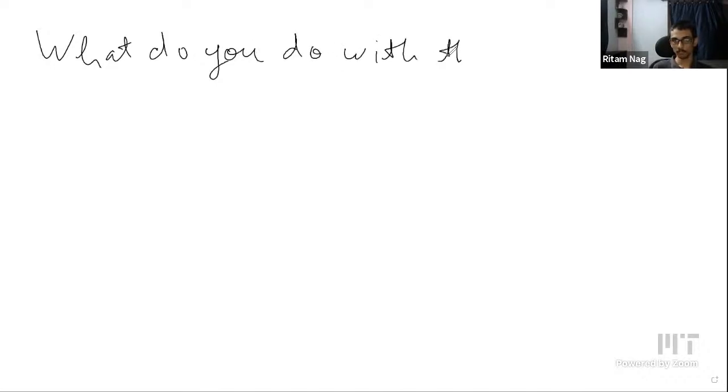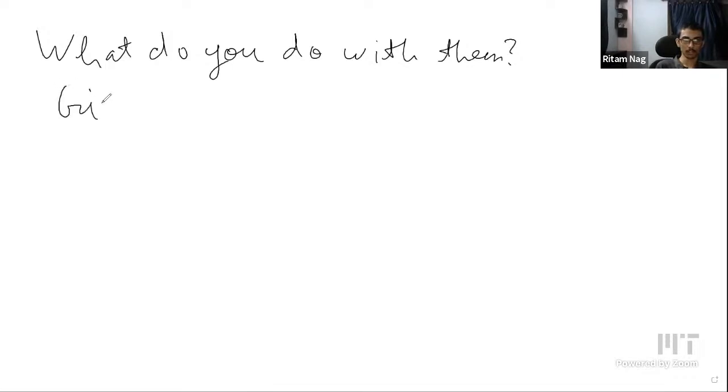So I told you what vector spaces are, but what do you do with them? The question is, what do you do with these vector spaces? You have these vector spaces, but why did you define them this way? Why do we have these scalars and vector addition? The main idea of vector spaces is taking linear combinations.